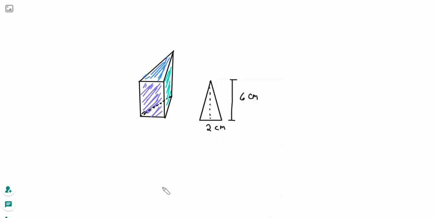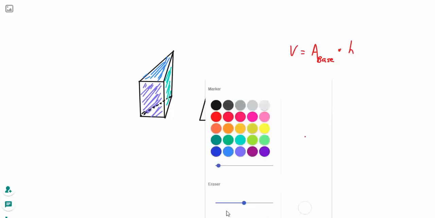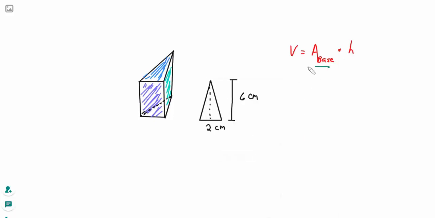So if this is the shape of the base, let's find the volume. Volume equals the area of the base times the height. So the first step, let's find the area of the base. The base in this case is a triangle. So we need to think of the area formula for a triangle, which of course is 1/2 times base times height.